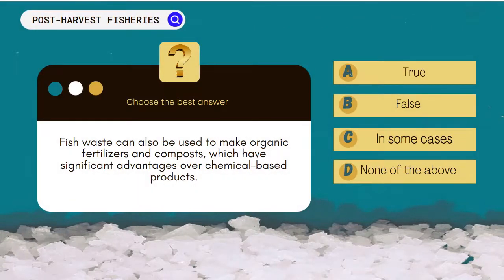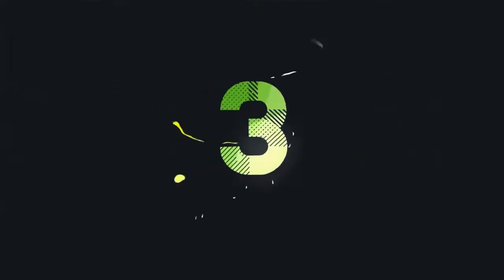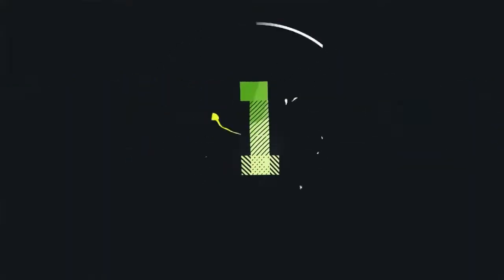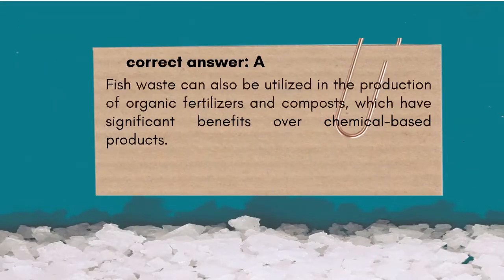Fish waste can also be used to make organic fertilizers and composts, which have significant advantages over chemical-based products. A. True. B. False. C. In some cases. D. None of the above. The correct answer is A. Fish waste can also be utilized in the production of organic fertilizers and composts, which have significant benefits over chemical-based products.